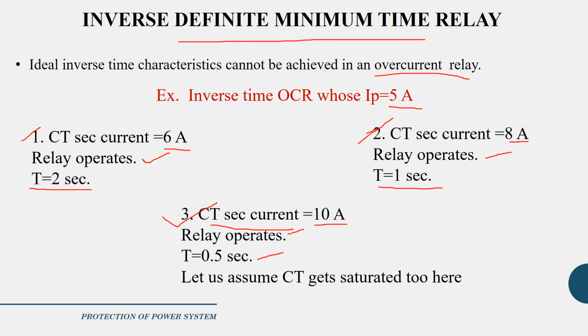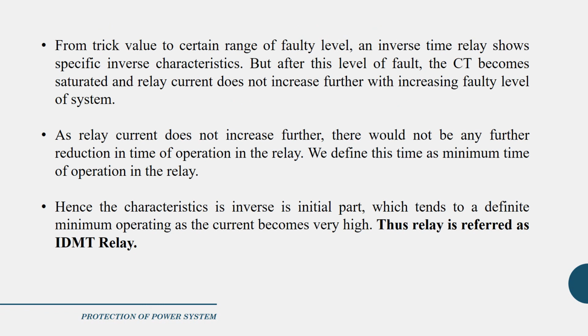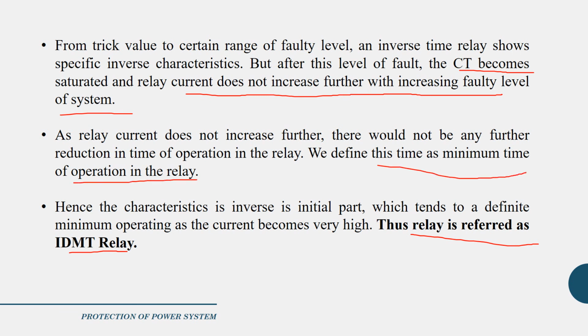Therefore, a relay whose characteristics are inverse in the initial part and then tend to a definite minimum time is referred to as an inverse definite minimum time relay, as it shows inverse characteristics. This is the same thing we referred to earlier in the previous slide. The CT becomes saturated and the relay current does not increase further with the increase in the fault level of the system. That 0.5 second is referred to as the minimum time of operation of the relay.